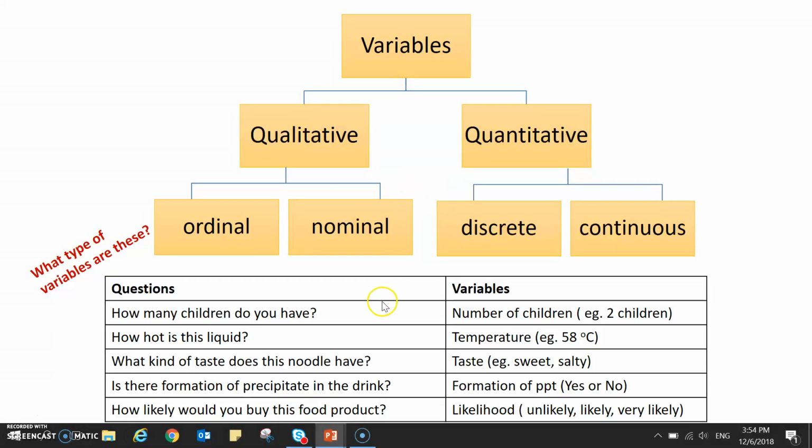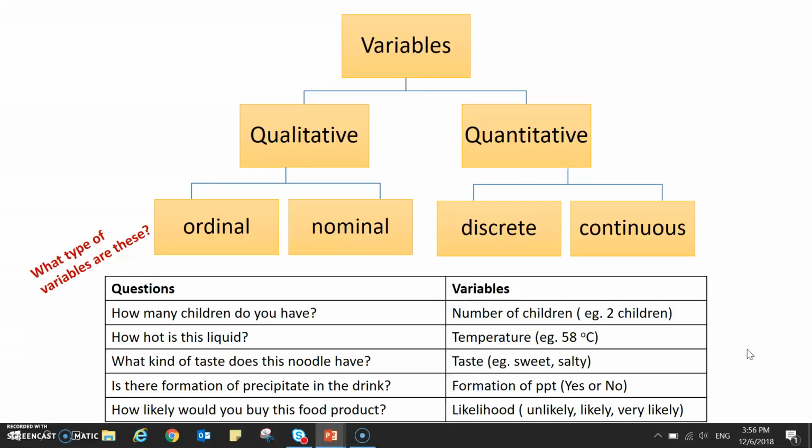Now, let's look at the previous list of questions and variables that we talked about. What type of variable are these? Are they ordinal, nominal, discrete, or continuous? Try this for yourself, and if you are not able to identify which type of variable they are, please go back to the previous slide.